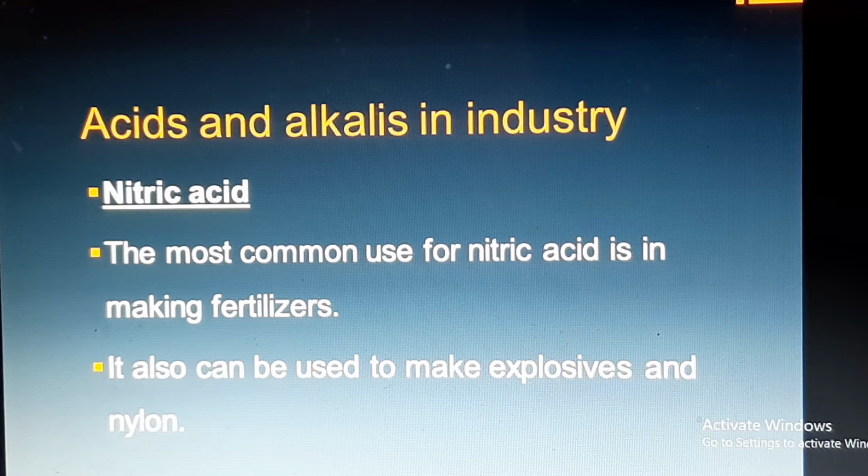Nitric acid is one of the compounds used for making fertilizers. The second use of nitric acid is to make explosives and nylons. Explosives means the crackers, so the crackers are made using nitric acid. So, nitric acid is one of the raw materials used for making fertilizer, explosives and also nylon. Nylon is a type of cloth and it is also used for making nets, fish nets and so on. It is a polymer.